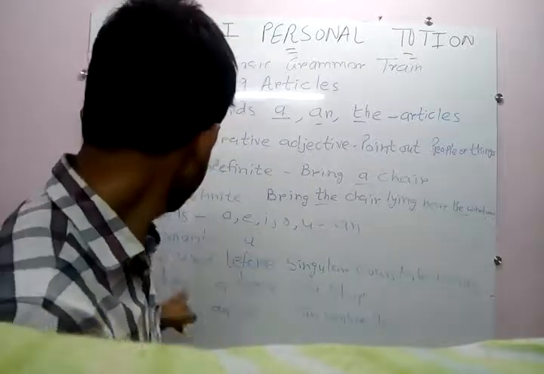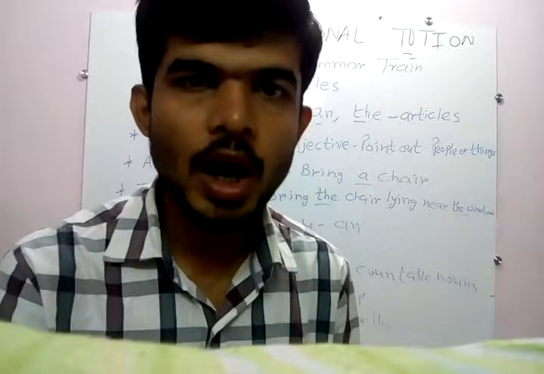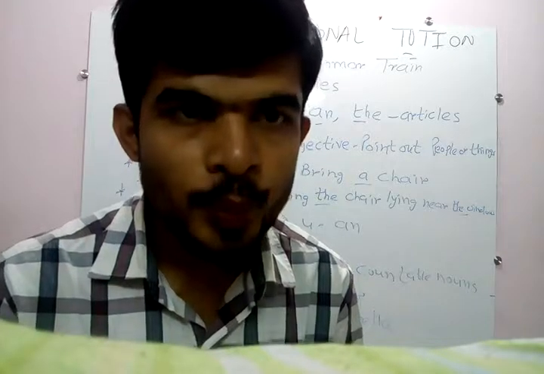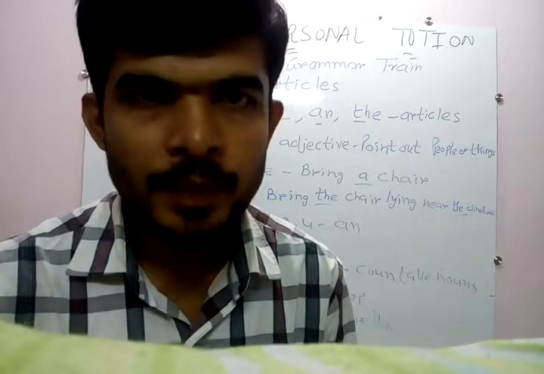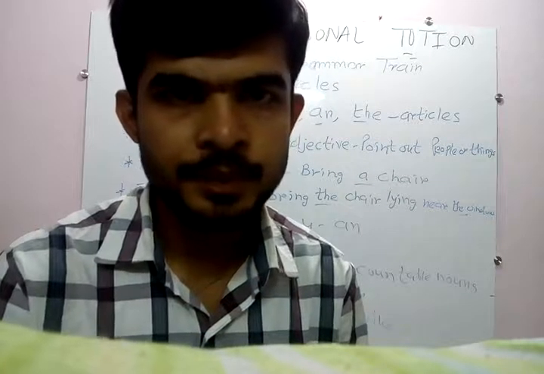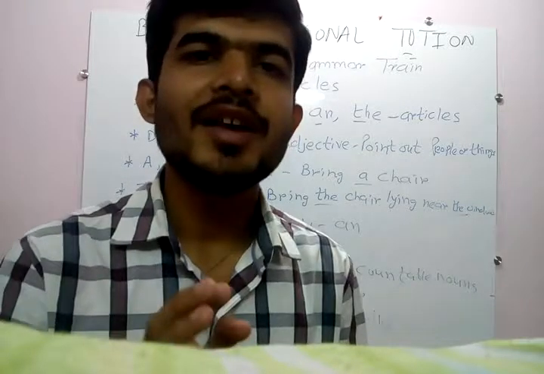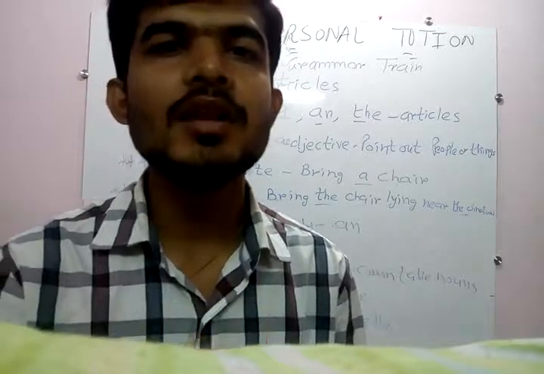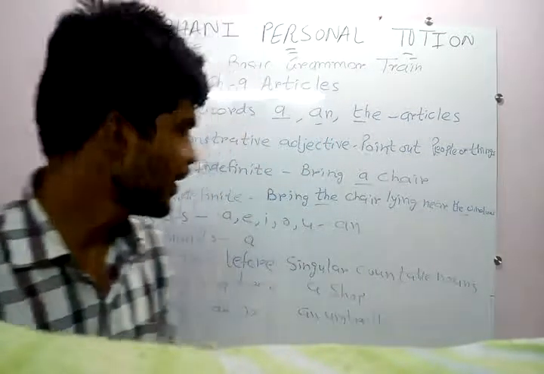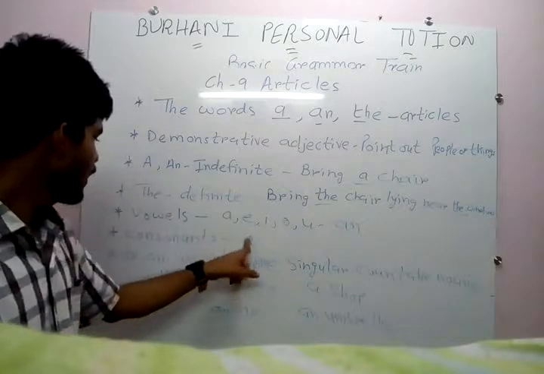Okay. Now vowels and consonants. The English language contains 26 alphabets. Out of those 26 alphabets, A, E, I, O and U, 5 sounds are called vowel sounds. And if a word starts with a vowel sound, then use an before that word. Excluding the 5 vowel sounds, the remaining alphabets are called consonants. So if a word starts with a consonant, then use a before that word.